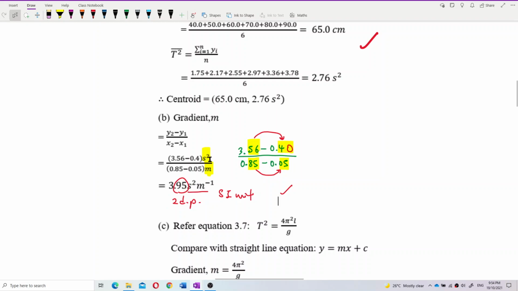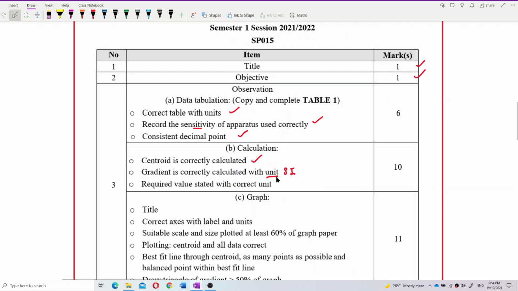SI unit. You must write on the top here the y-axis unit divided by the x-axis unit, and then show correctly how you get the unit for the gradient. Okay, if you get the order correct, then this one is correct. Good. Next, about the required value, stated with the correct unit also. You must have the correct unit.